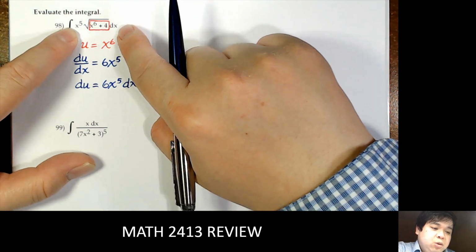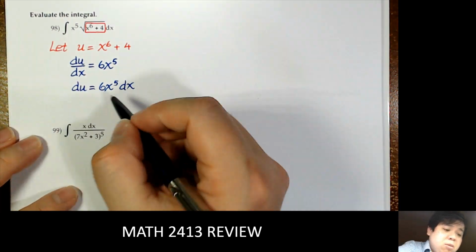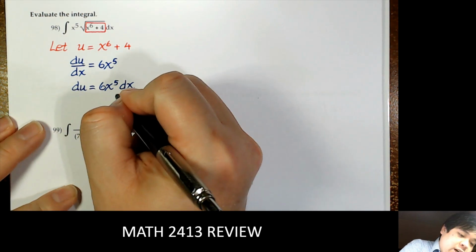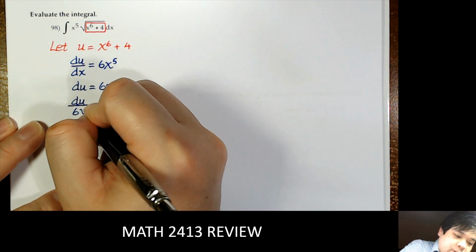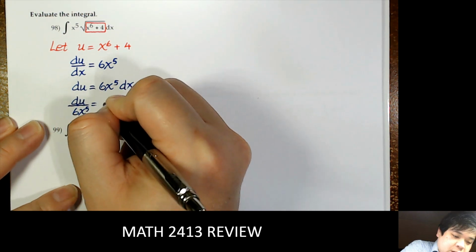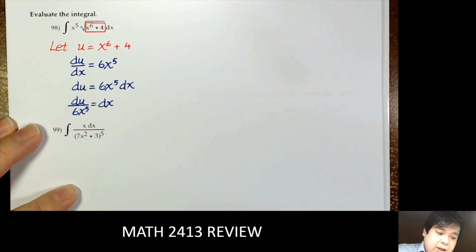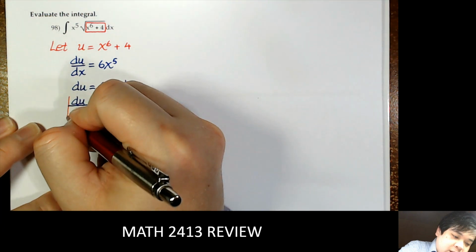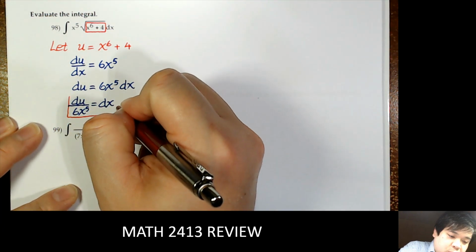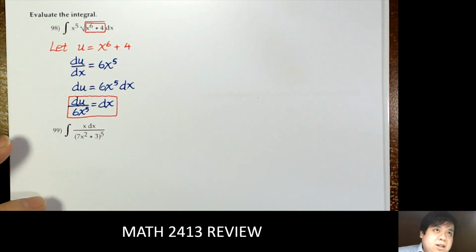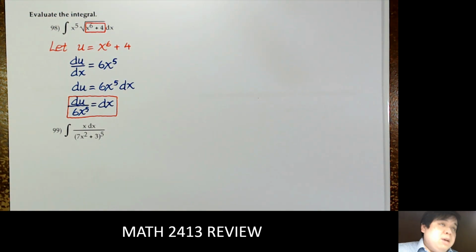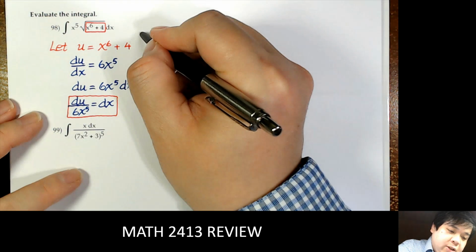We can see x to the 5th and dx already. But I'm just going to solve for dx. So we have du over 6x to the 5th equal to dx. And that will be dx. So in any substitution problem, we should have u and then dx. Then we can substitute back into our problem.